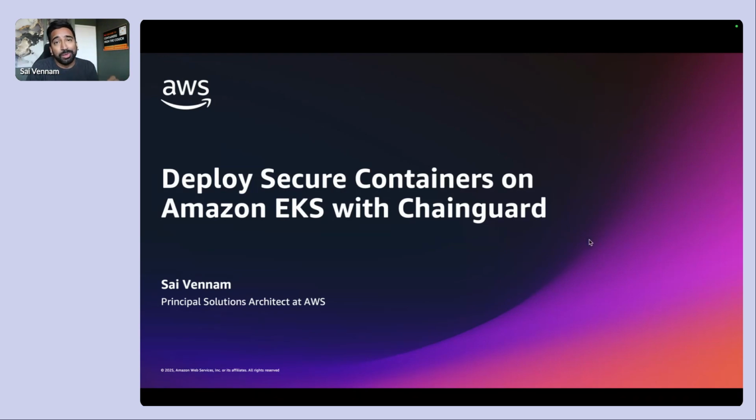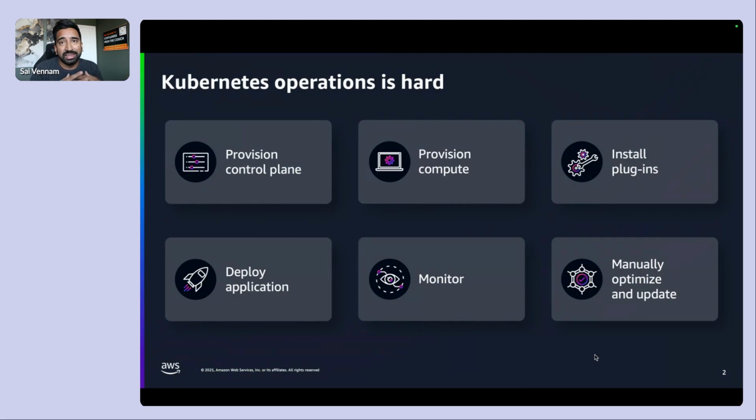All right, let's get into it. Today we're going to talk about deploying secure containers on EKS using Chainguard images, and hopefully at the end of this you'll understand how these two solutions fit together. Of course, Amazon EKS being Elastic Kubernetes Service, a service offered by AWS to help you run managed Kubernetes. And look, this is something that most of us understand in the Kubernetes world, whether we're developers or operations. Kubernetes can be hard. You have to provision the control plane, manage the compute, manage all the add-ons and plugins.